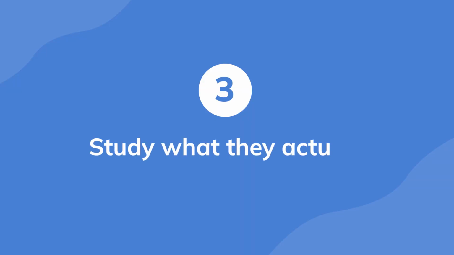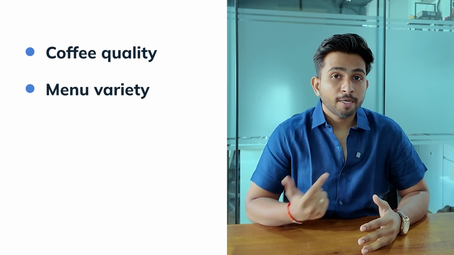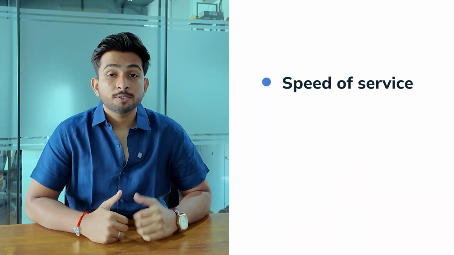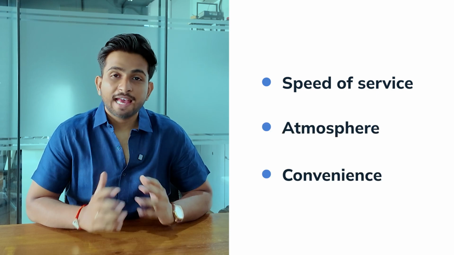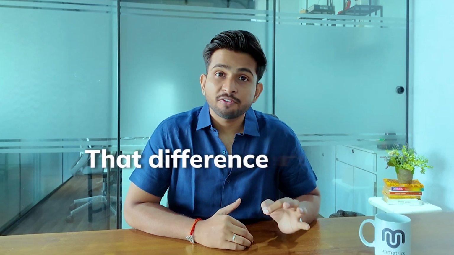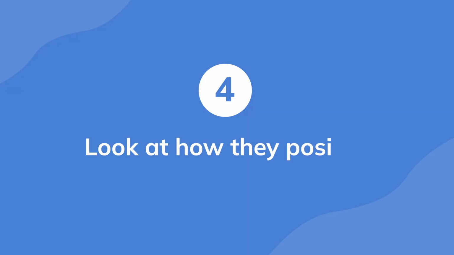Then study what they actually offer. Look at the things customers experience directly. For Daily Grind Coffee, that means coffee quality, menu variety, pricing, seating, Wi-Fi, speed of service, atmosphere, and convenience. Do not stop at the product itself. Look at the full experience. A competitor may sell the same kind of coffee but deliver a completely different experience. That difference matters.